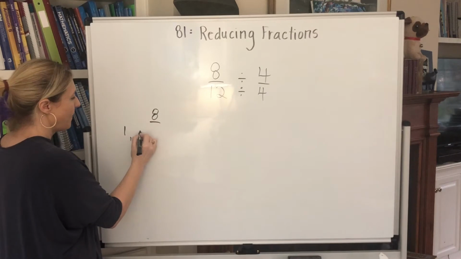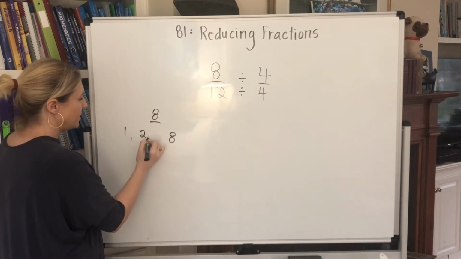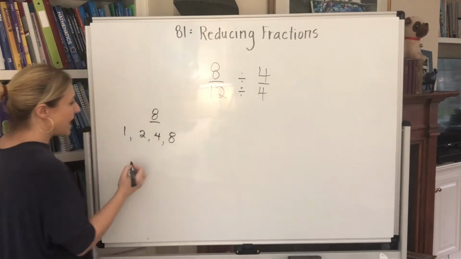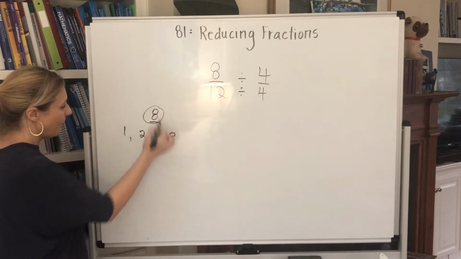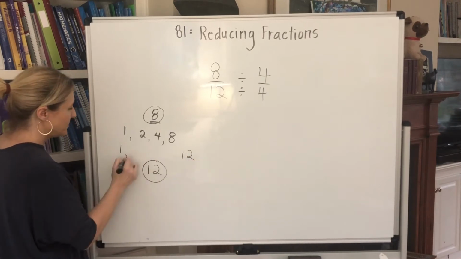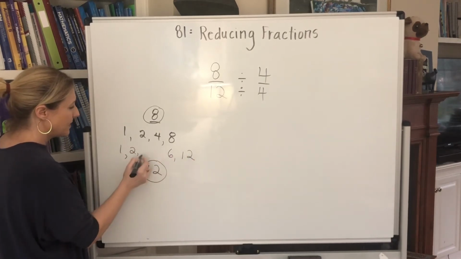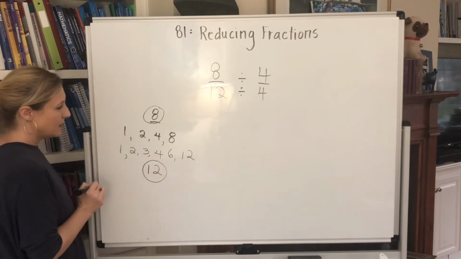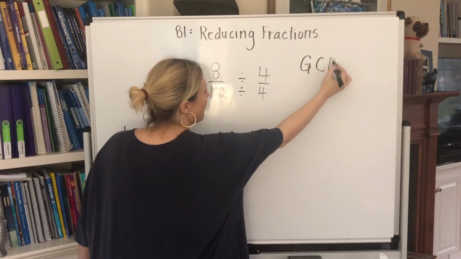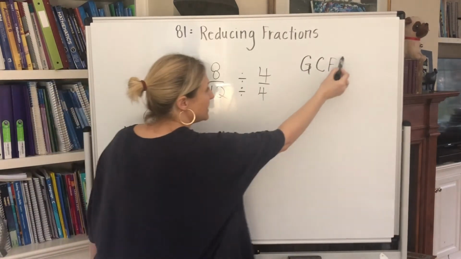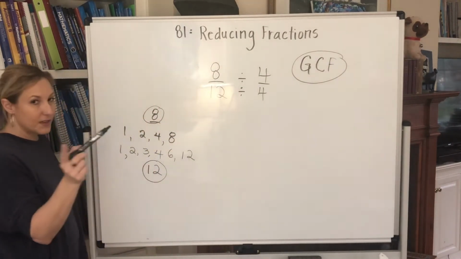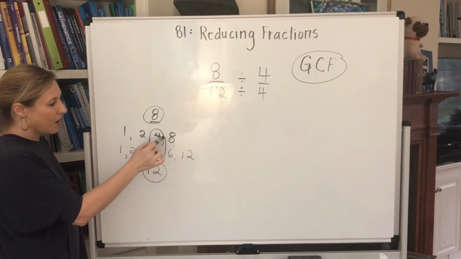1 times 8 and 2 times 4, right? Now let's find all the factors of 12. 1 times 12, 2 times 6, and 3 times 4. What is the greatest common factor, or the GCF, of both 8 and 12? The largest factor that they both have in common is 4.